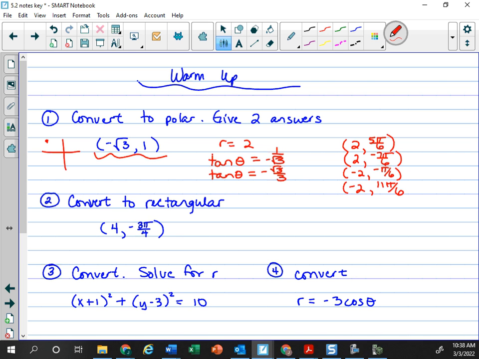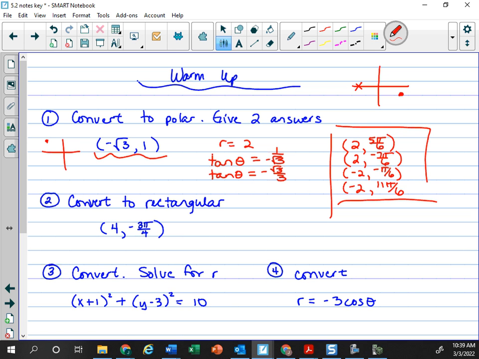Question, Karen? So how does 2 vary from negative 2? Negative 2 would mean start over here and then travel around 5 pi over 6. That would be that. Okay? It's giving you a different starting point, and then you start your angle counting from that. All right, we okay on number 1?